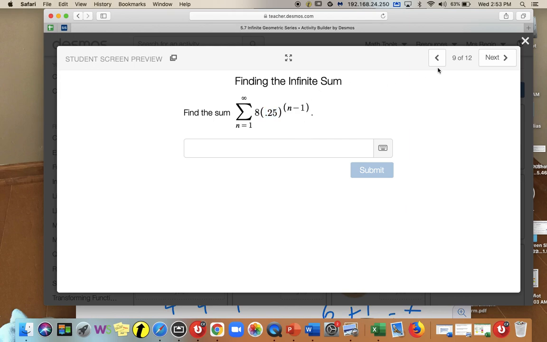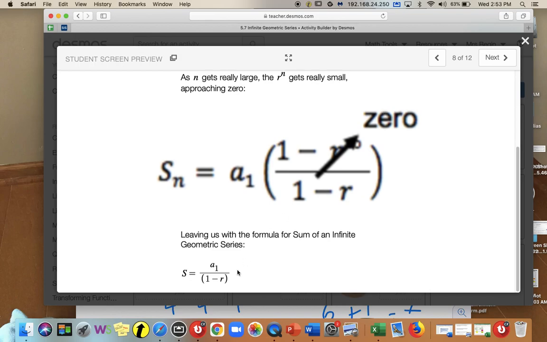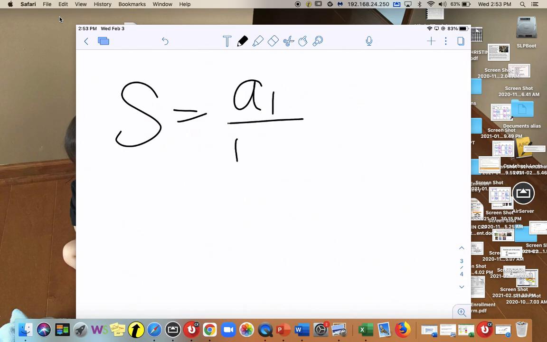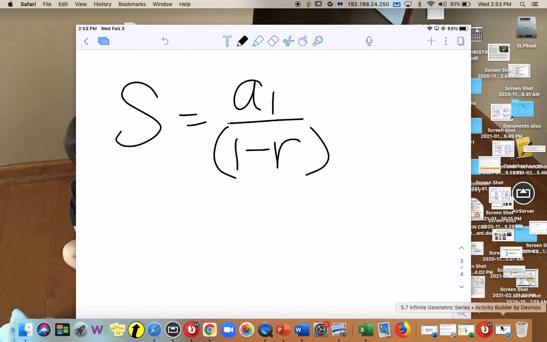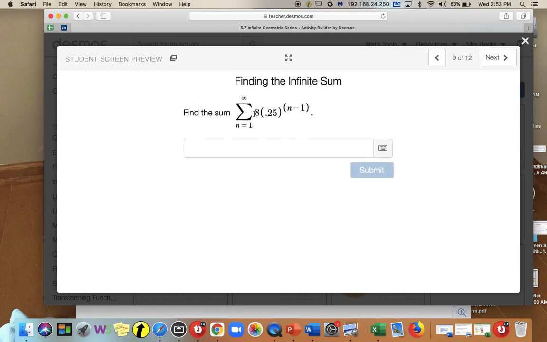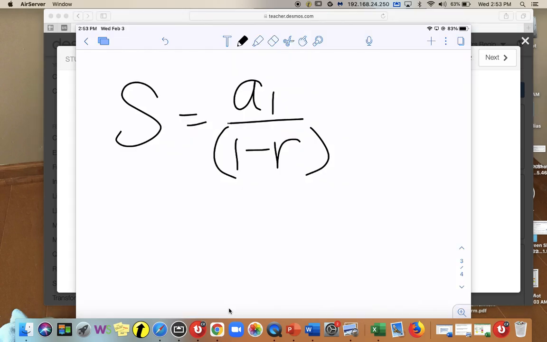Let's plug into the sum formula. And remember, the sum formula is this. First term over 1 minus the ratio. So I'm going to write that formula down. So this is for the infinite sum. It's first term over 1 minus the ratio. And so all we need is two things, the first term and the ratio. And that's actually given to us in the sigma notation. The first term is 8. And then the ratio is 0.25. So all we have to do is plug in 8 and 0.25.